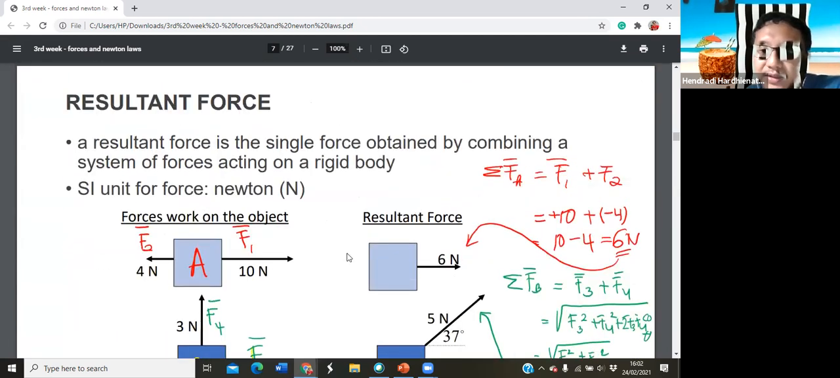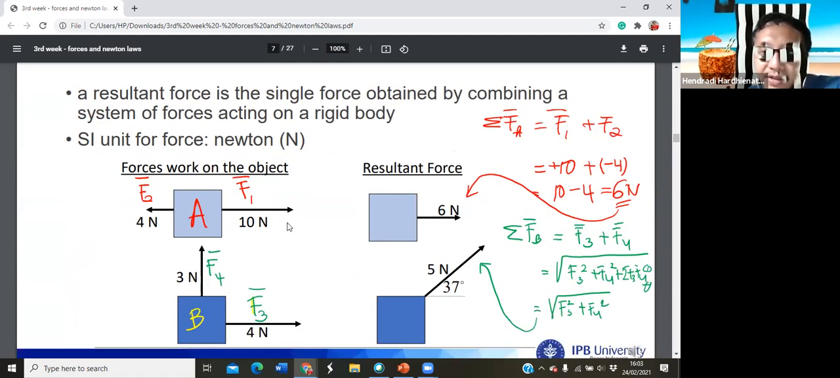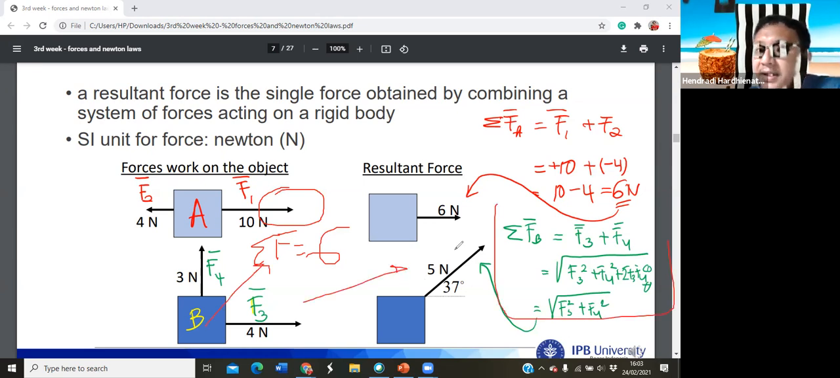And the second law tells you about the resultant force. This is just mathematics. So these F1 and F2 are not action-reaction pairs, because they work on the same body. The body will move to the right because the net force is directed to the right. Sigma F is equal to 6, which is the direction. This one will move in this direction because the resultant force can be calculated from the mathematics. So please study the slides.